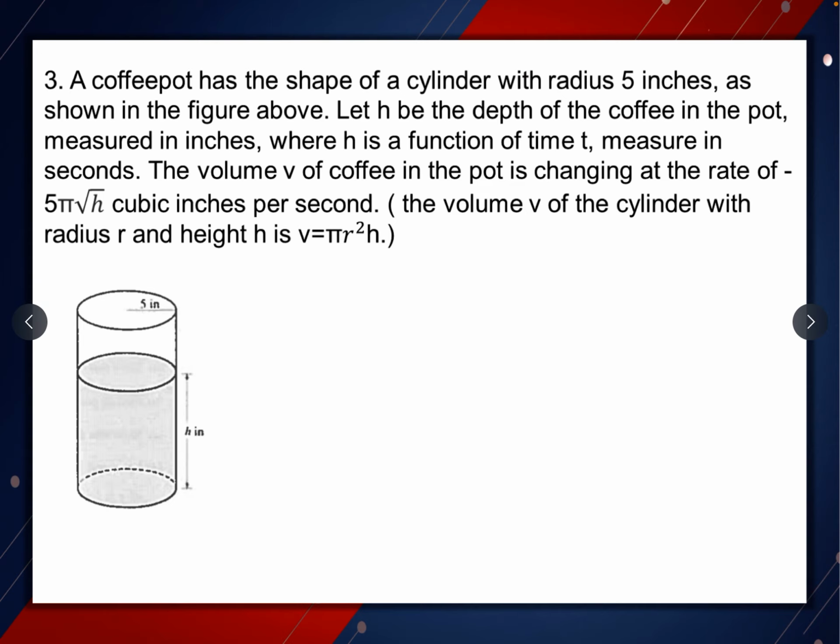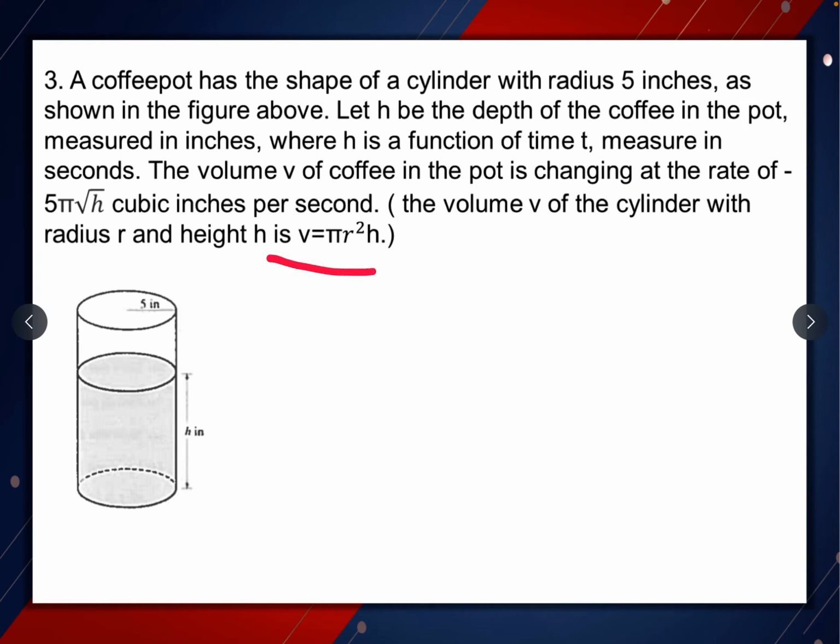When we see questions like this, it is very long and hard to understand. So we must get the main points of the question. The question says that the radius is 5, and the rate of change of the volume is 5 pi square root h.